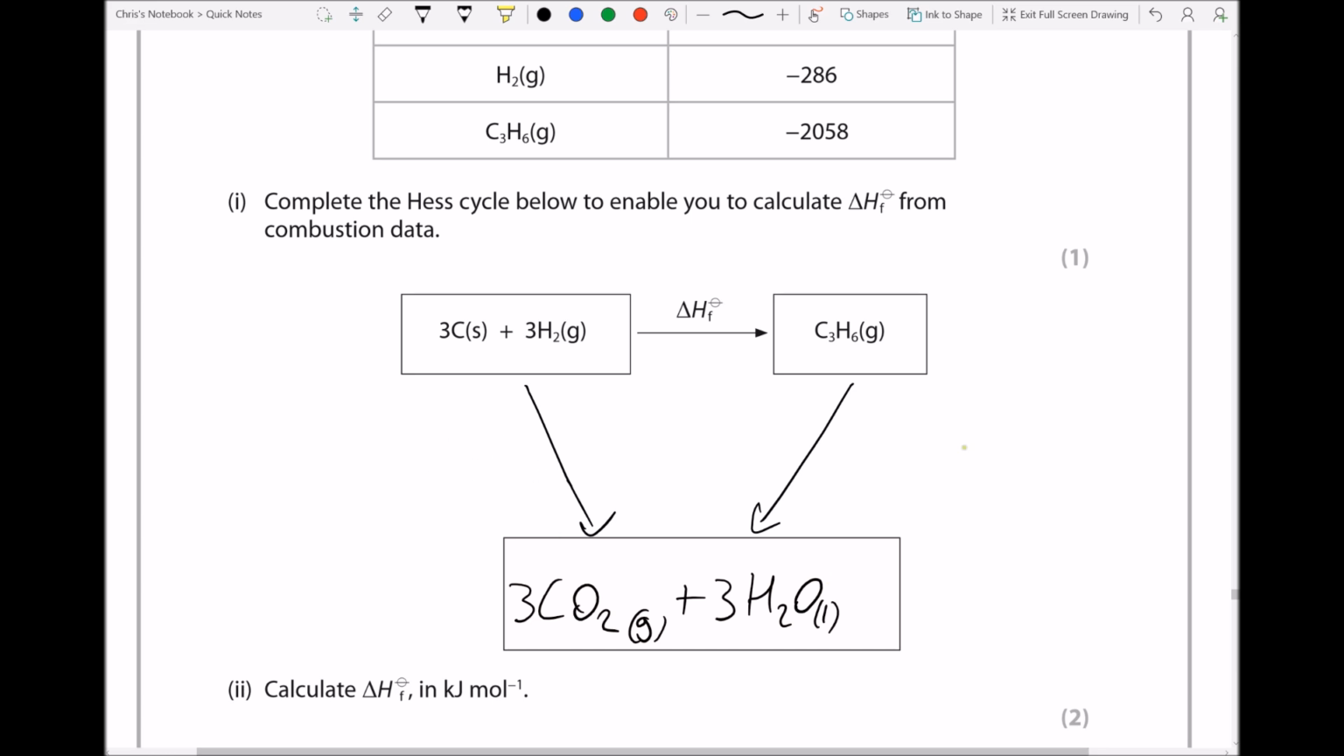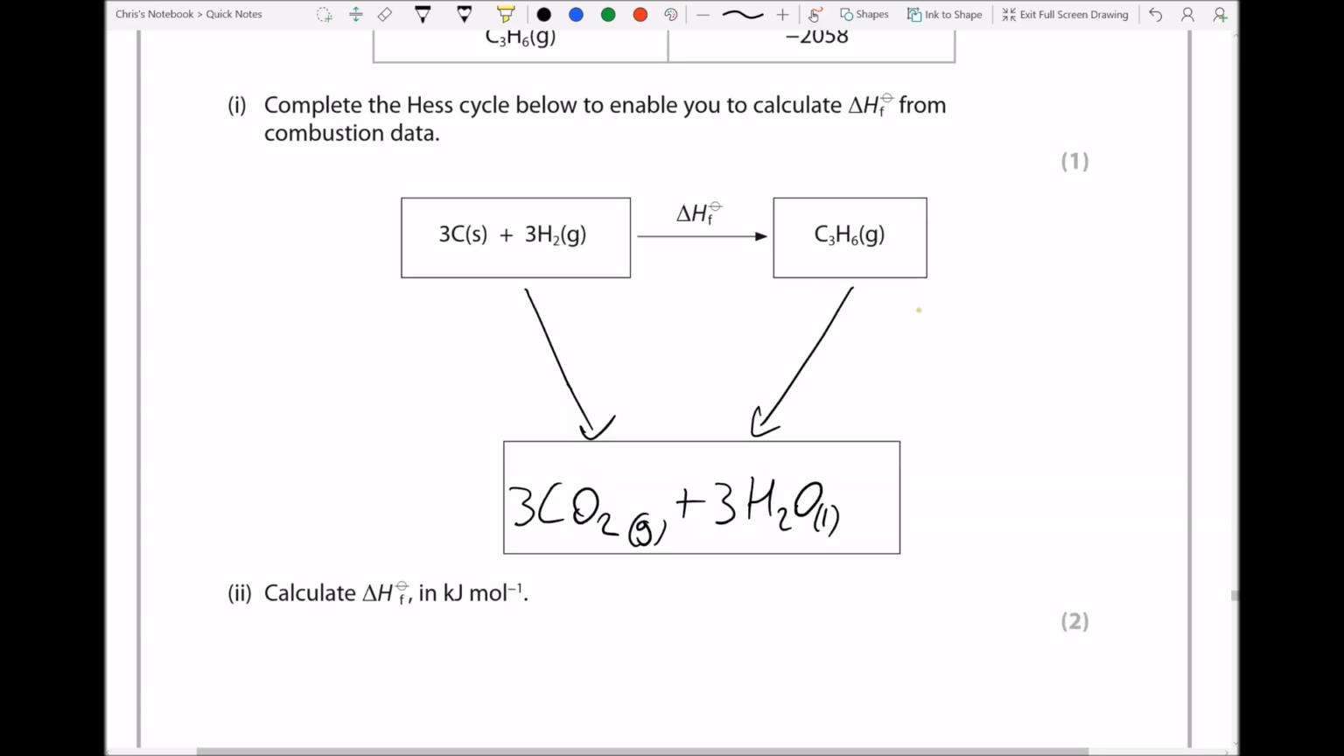So you can put them in if you want, but we normally omit them because they cancel out either way. So we don't normally include them. But yeah, there you go. There's your Hess cycle. Carbon dioxide, water. Make sure they're balanced. Make sure you've got state symbols and everything like that.